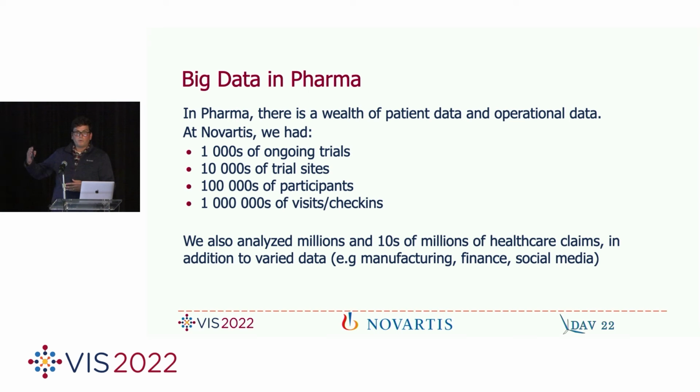Just as an example, clinical trials are kind of the bread and butter of a pharma organization. At any given time, we would have thousands of trials ongoing with tens of thousands of sites those trials are held at, hundreds of thousands of participants in the trials, millions of visits with clinicians. Each visit would have lab data, unstructured text, lots of data, right? We also would analyze tens of millions of healthcare claims and patients, manufacturing data even, because we manufacture our own drugs, financial information, and even social media listening. So really there's a wealth of very heterogeneous data that we would consider operational that maybe we want to learn from.